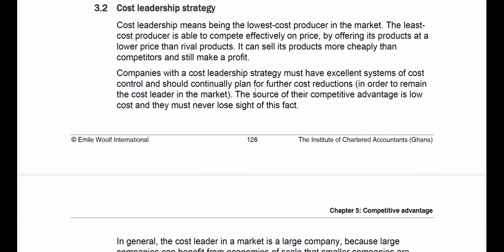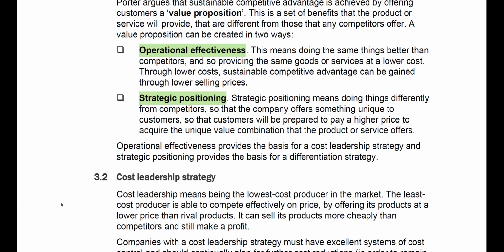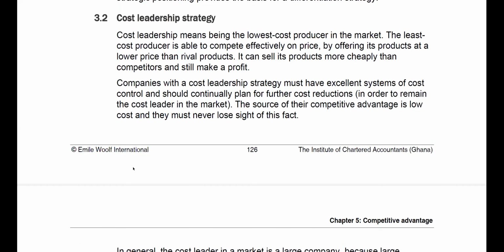Which of operational? Okay, operational because it was more of the cost, right? I put all together at a low cost. So that is it. Okay. So when it comes to low cost, you are looking at operational effectiveness, right? If you come to differentiation, you are looking at strategic positioning.